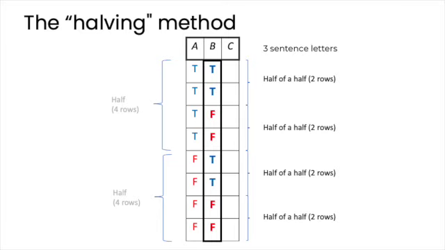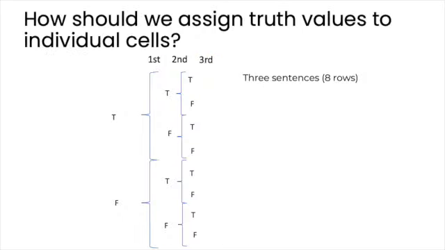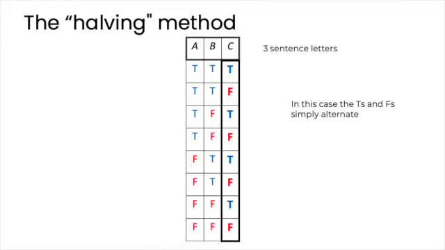But we still have another column to go, and we follow the same halving principle. In the first column, we had 4 T's in a row. In the second column, then, we divided that by 2 and wrote 2 T's in a row. And in the third one, we divide again by 2 and end up with 1. So in this column, we basically alternate T's and F's. And then we are done. We have covered all 8 possible cases.